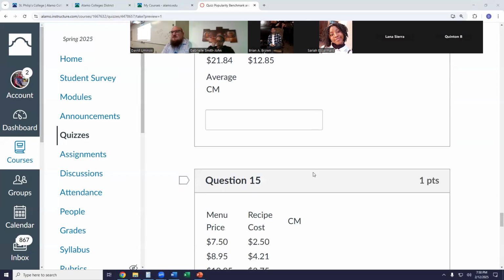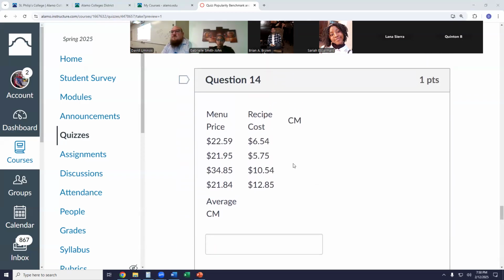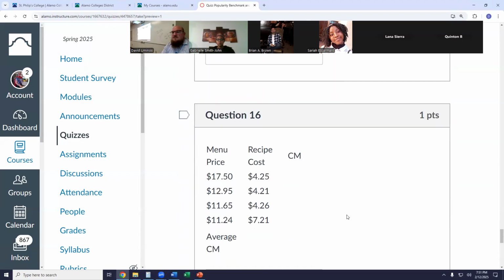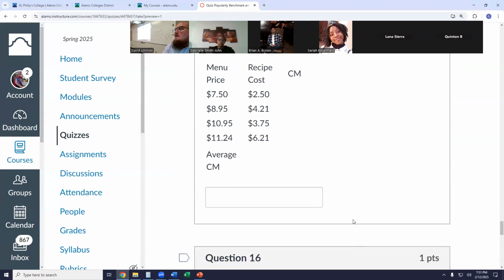Okay? So you're subtracting the 2? We are subtracting the recipe cost from the menu price. Yep. And that will give you your contribution margin. And then you'll divide that in order to get the average. Okay? So 13, 14, 15, 16, all contribution margins.